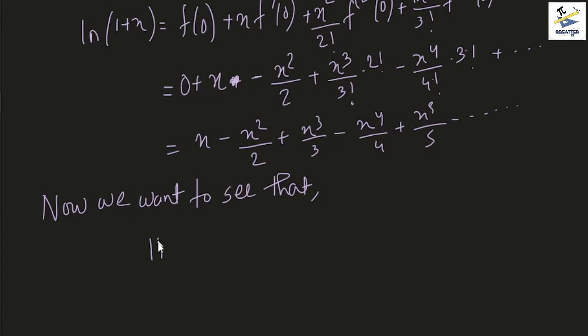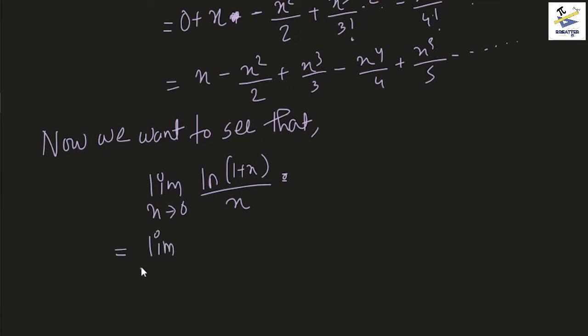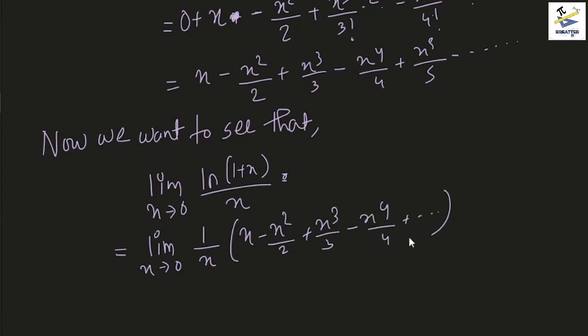Now in the limiting case, we were trying to prove that limit x tends to 0 of ln of 1 plus x by x equals 1, right? Let us write it under, because the series could be a long shot. So we can use the series definition here, and we can write it as 1 by x into (x minus x square by 2 plus x cube by 3 minus x to the power 4 by 4 and so on).